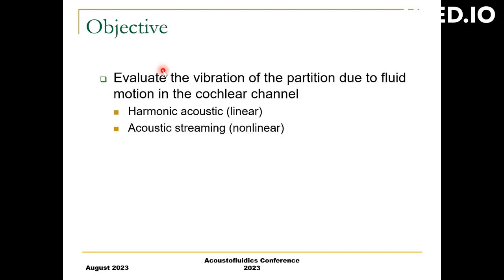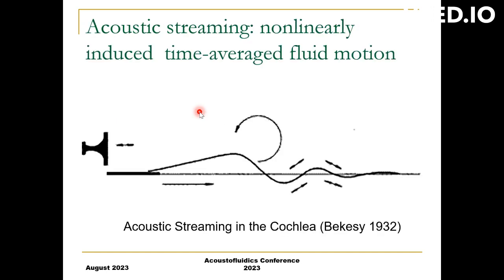So our objective was to evaluate the vibration of the partition due to fluid motion in the cochlear channel, and we model it as a linear harmonic acoustic part as well as a nonlinear acoustic streaming part. So from Bekesi's model, we can observe the acoustic streaming when the basilar membrane is vibrated. The significance of this model is that it shows that there's a time average solution as well as an oscillatory part to the streaming in the cochlea.